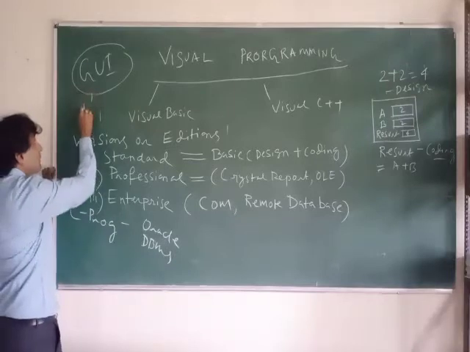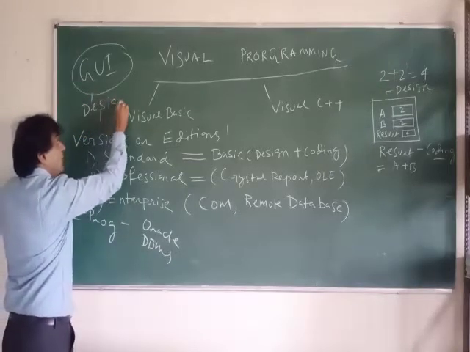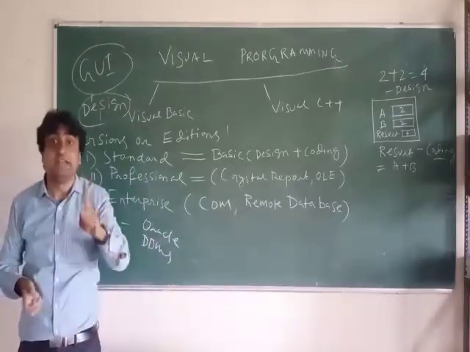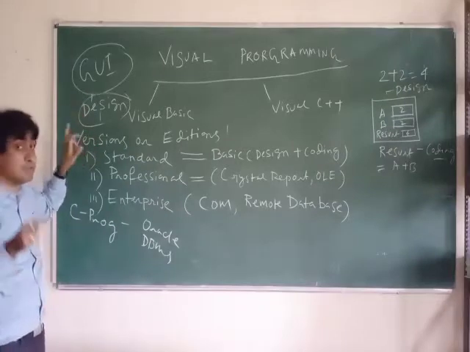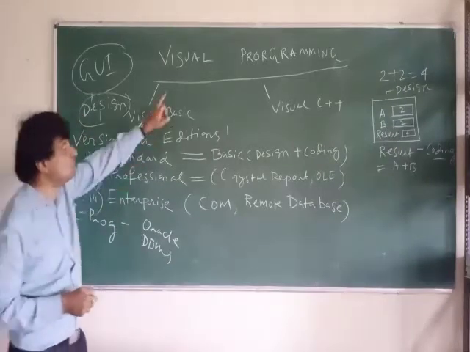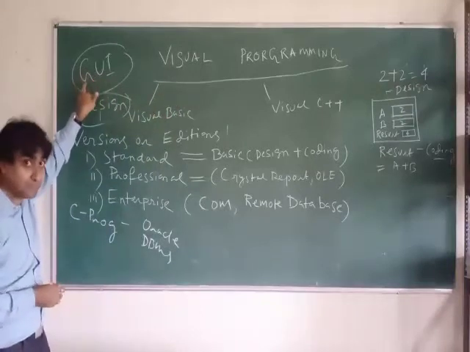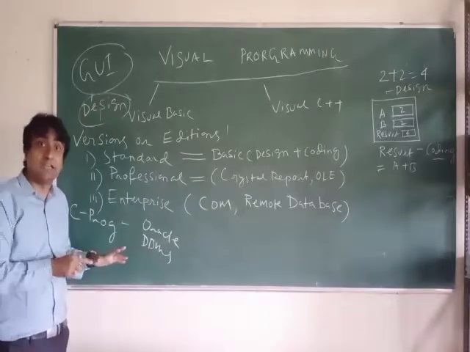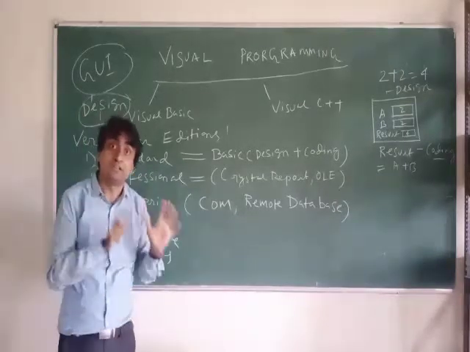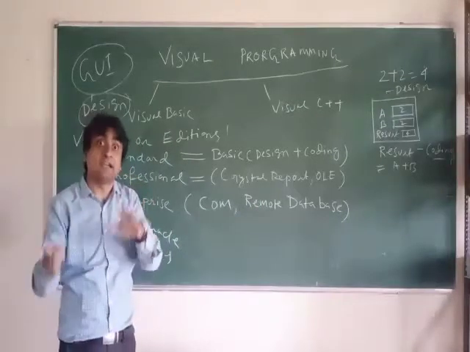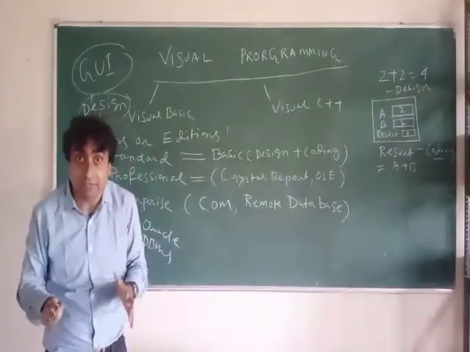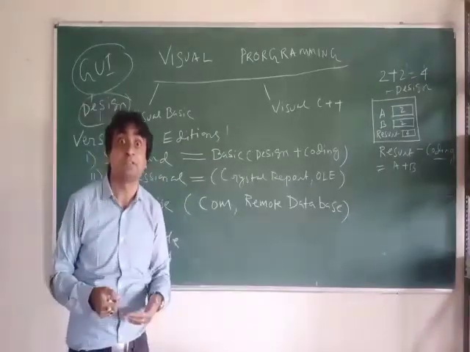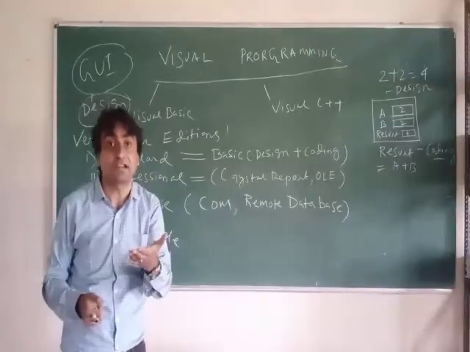So GUI, graphical user interface, is nothing but design. This is very important. Visual refers to GUI, which is nothing but the design of that application, that component, that software. Why is design required? For visibility. Why is visibility required? For the interface. Why is the interface required? For the interaction. What is that interaction? Click.